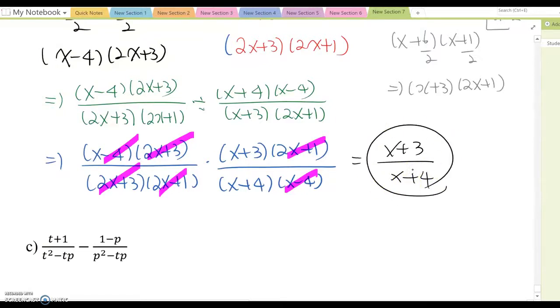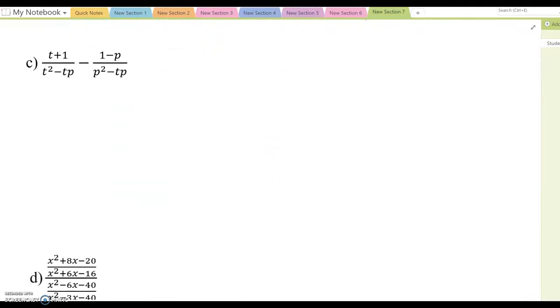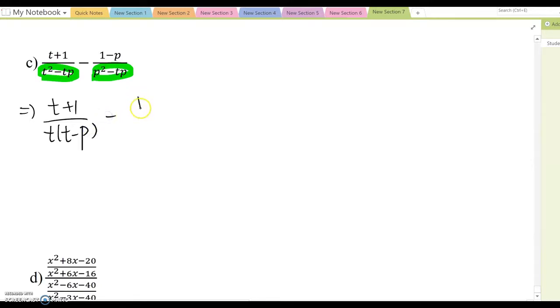Okay, now let us see. This time we are subtracting these two rational expressions. So same thing, you need to factor the denominators so that you can find the common denominator. So this becomes t plus 1 over t and t minus p, minus 1 minus p over p and then p minus t.